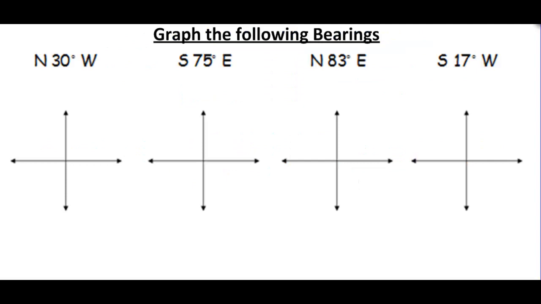So here are 4 examples. Our starting cardinal direction is north, our ending is west. Here's south, then east, northeast, and then southwest. And the degree tells us how much to move from the first cardinal direction towards the second.